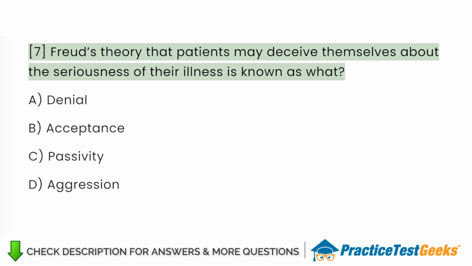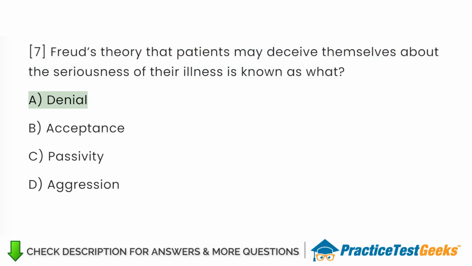Freud's theory that patients may deceive themselves about the seriousness of their illness is known as what? A. Denial, B. Acceptance, C. Passivity, D. Aggression.